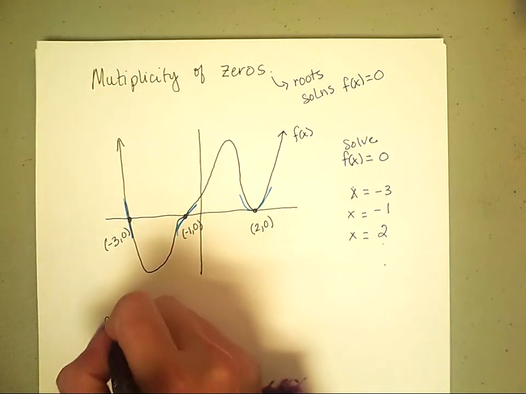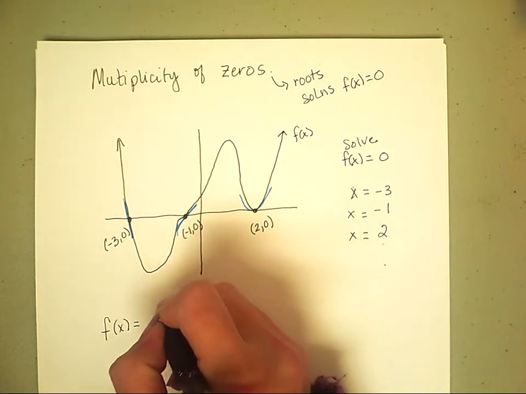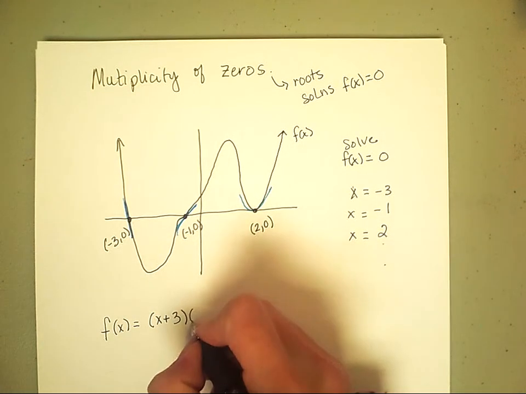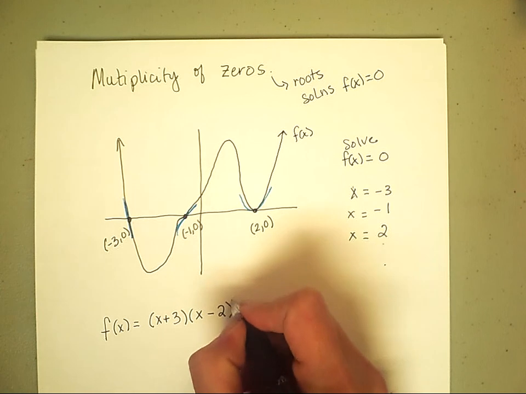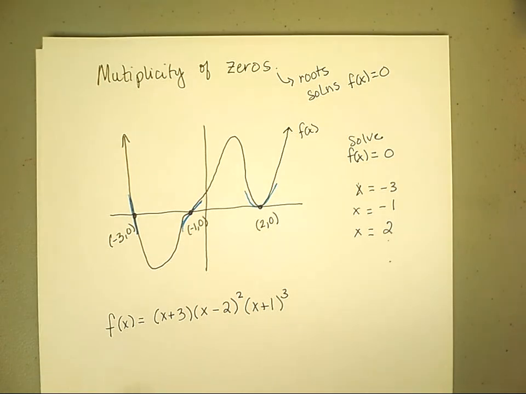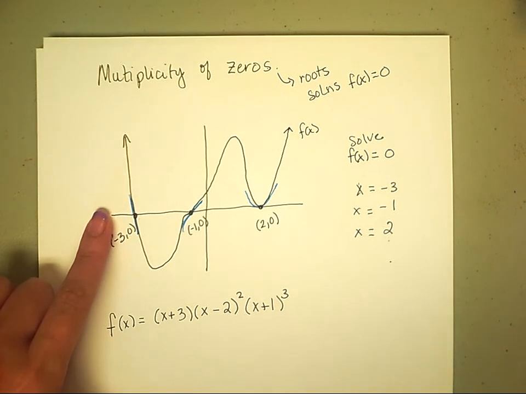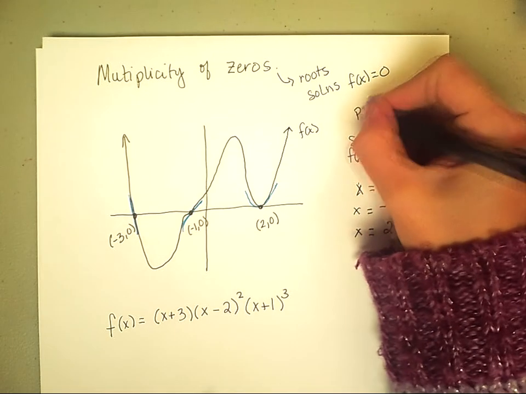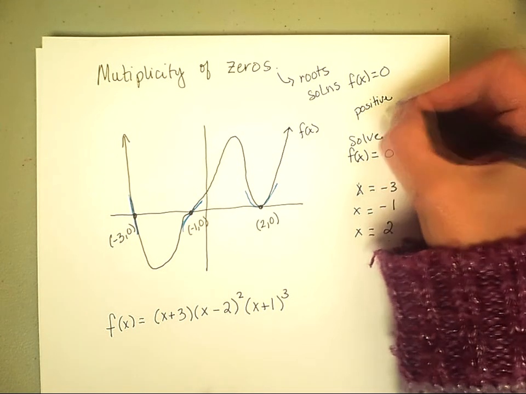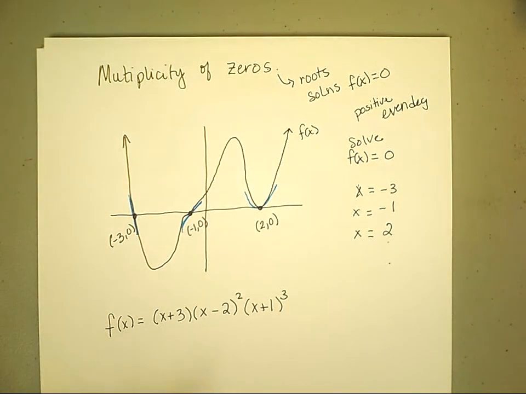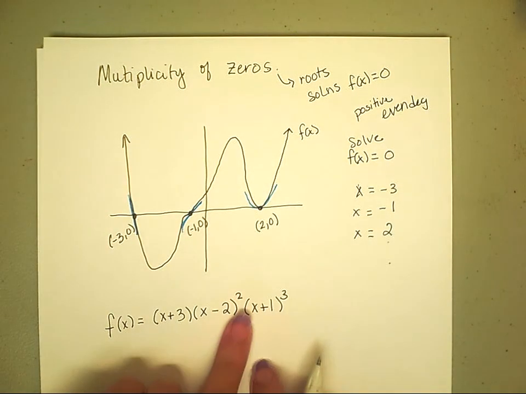Now let me tell you this. Let's say that the function is written in factored form, not expanded: x plus 3, x minus 2 squared, and x plus 1 cubed. Is it reasonable to think that this function represents this graph? Well, the first thing we would want to check for, remember, is that this is a positive even degree because of the end behavior. So let's see if this is an even degree.